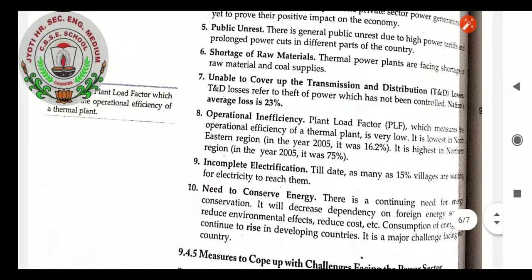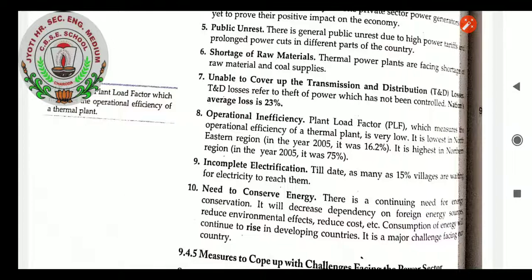Operational inefficiency: the plant load factor, PLF, which measures the operational efficiency of a thermal plant, is very low. It is lowest in the northeastern region; in the year 2005 it was 16.2%. It is highest in the northern region; in the year 2005 it was 75%. Incomplete electrification: till date, as many as 15% of villages are waiting for electricity to reach them.